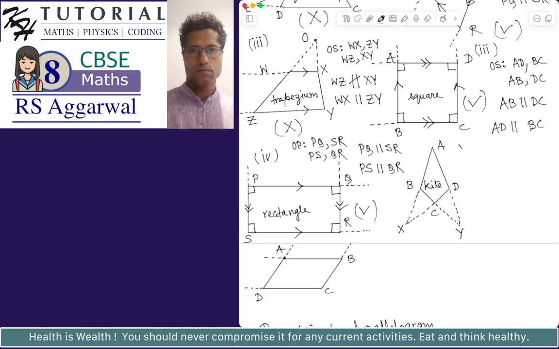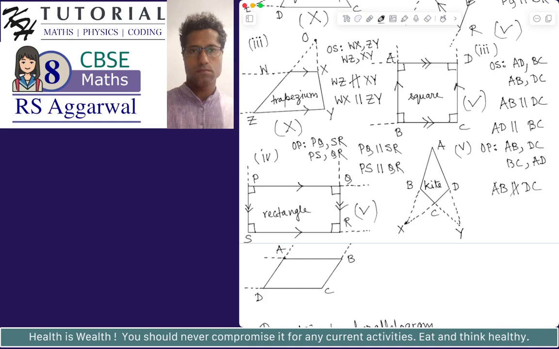Okay. Figure 5. This is a kite. The opposite sides are AB and DC, and the other pair of opposite sides is BC and AD. Now let's see whether AB is parallel to DC or not. Clearly we see that when AB and DC are extended, they are intersecting at the point X. So definitely AB is not parallel to DC.